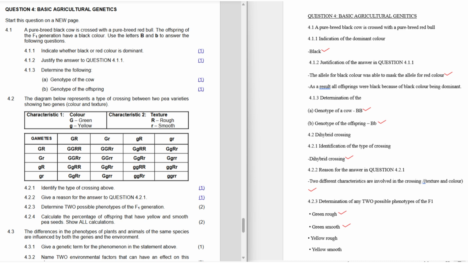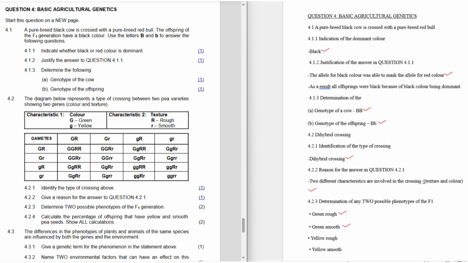That means the black color was able to mask the recessive allele for red color. So we ended up having offspring that all have the black color. That means black was dominant over the red color. Use the letter B, which is dominant B, to answer the question.